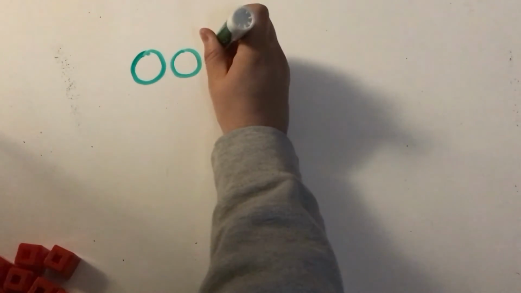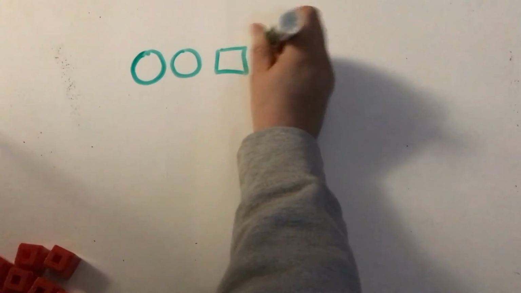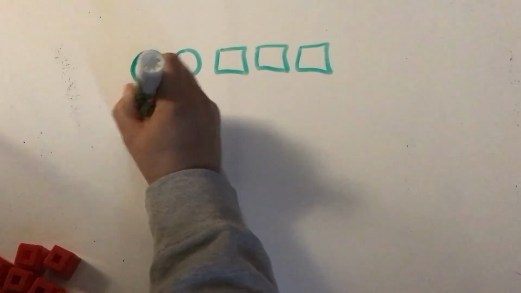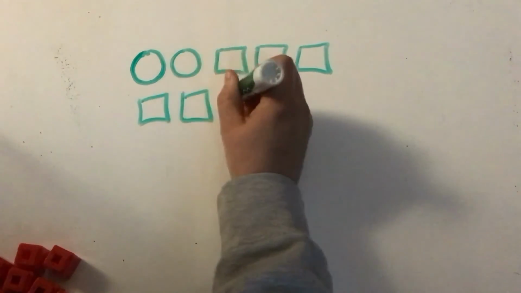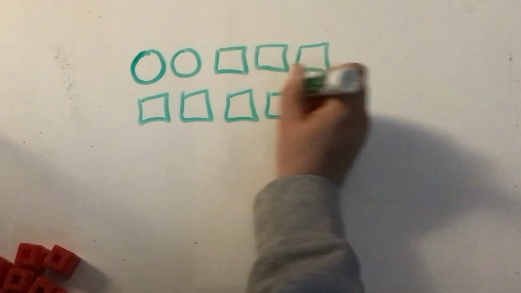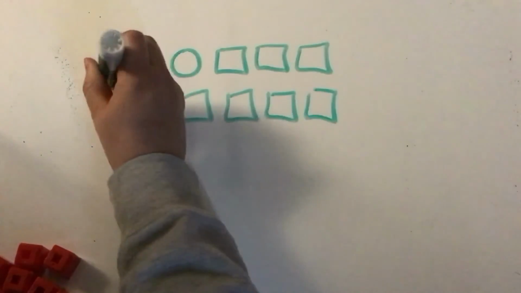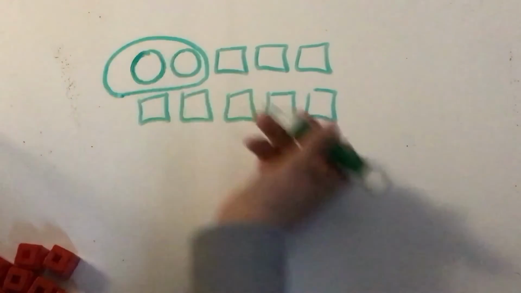John had 2 circle magnets and 8 square magnets. How many magnets did he have all together? Okay, he had 2 circle magnets and 8 square magnets. And I like to circle my parts.